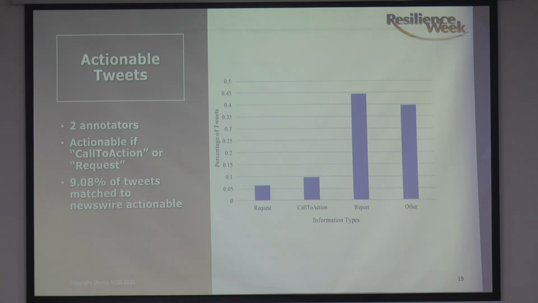So we made some categories and then we looked manually at the tweets, and again we used two people to classify them, right, into whether it's a report of some kind, whether it's a call to action, whether it's a request, or none of these, okay? And we see that about 9.1% of the tweets which were matched to Newswire articles are actually actionable, right? So approximately 10% of the tweets have information on which first responders can actually take some action, okay?